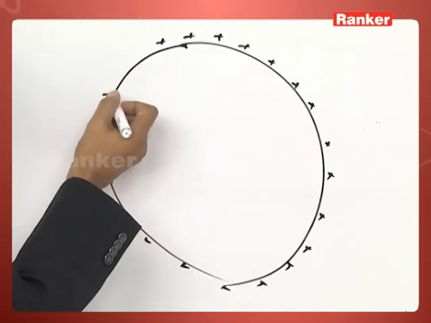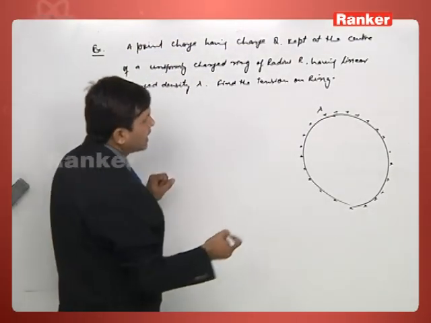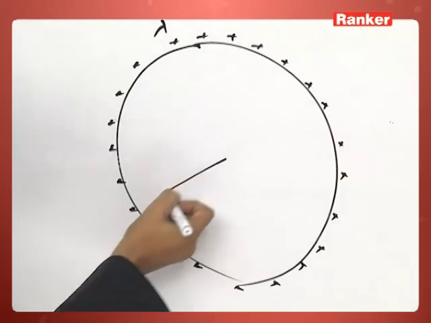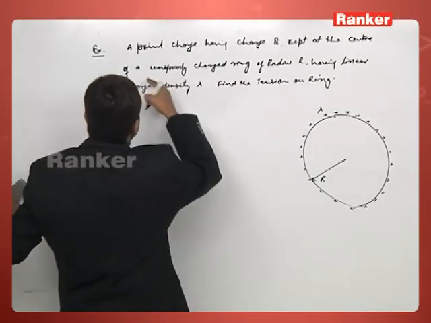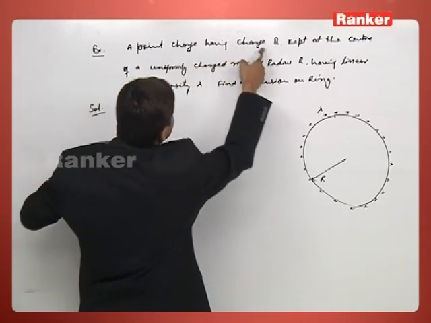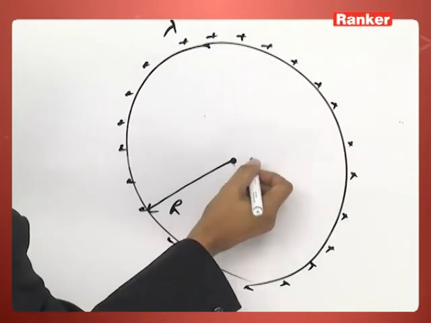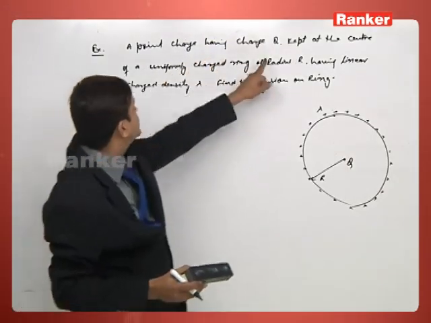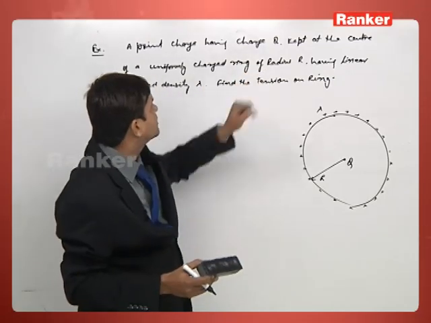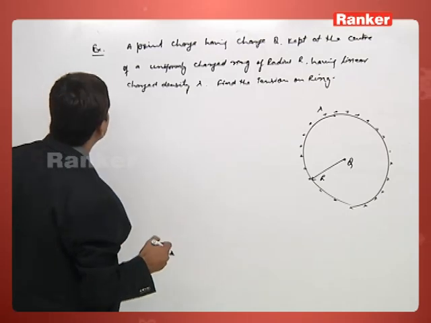Okay, lambda is a linear charge density, and the radius of this ring is capital R, and another point charge having charge Q is kept at the center of a uniformly charged ring of radius R having linear charge density lambda. Find the tension on the ring.